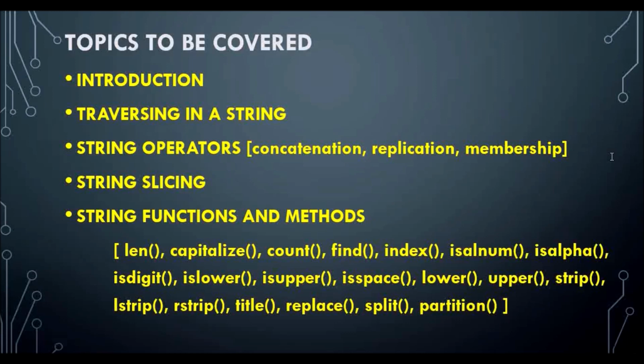The next topic is traversing in a string. So basically individual characters of a string are accessible through the unique index of each character. Using the indexes, you can traverse a string character by character. Traversing basically refers to iteration through the elements of a string, one character at a time.